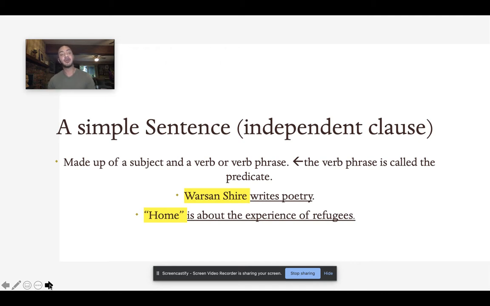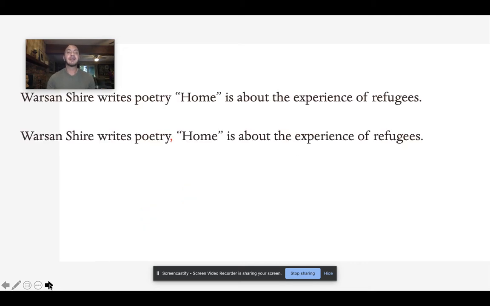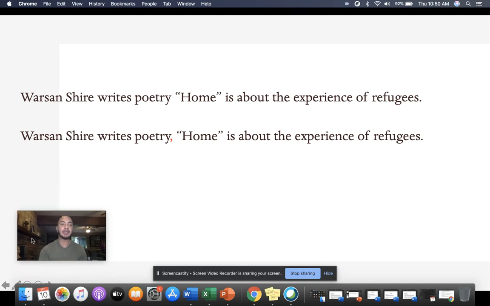In the second example, home is your subject. Is is your verb. It's a linking verb. And is about the experience of refugees is your verb phrase or your predicate. So these are two simple sentences. So every time we have a subject, verb, and complete thought unit on our hands, we know we need to think that we have two simple sentences, or we have a simple sentence on our hand. So when we're writing, sometimes we accidentally combine sentences incorrectly, and that is what's called a run-on sentence.